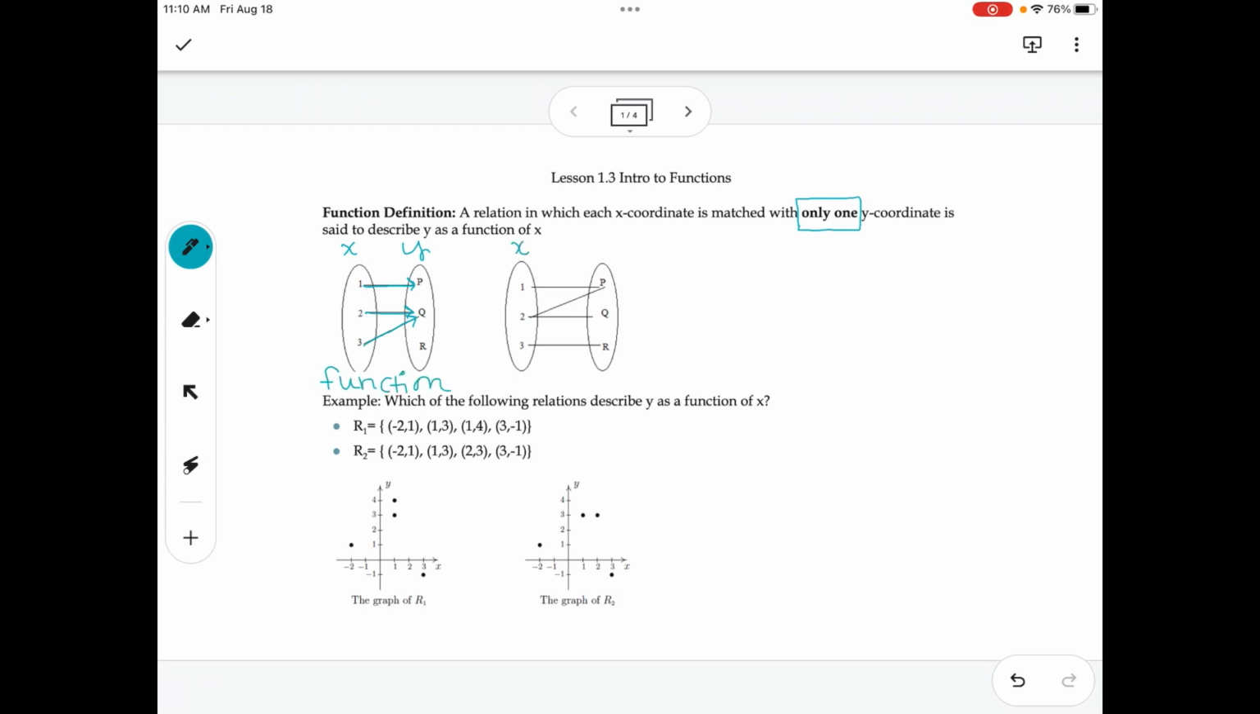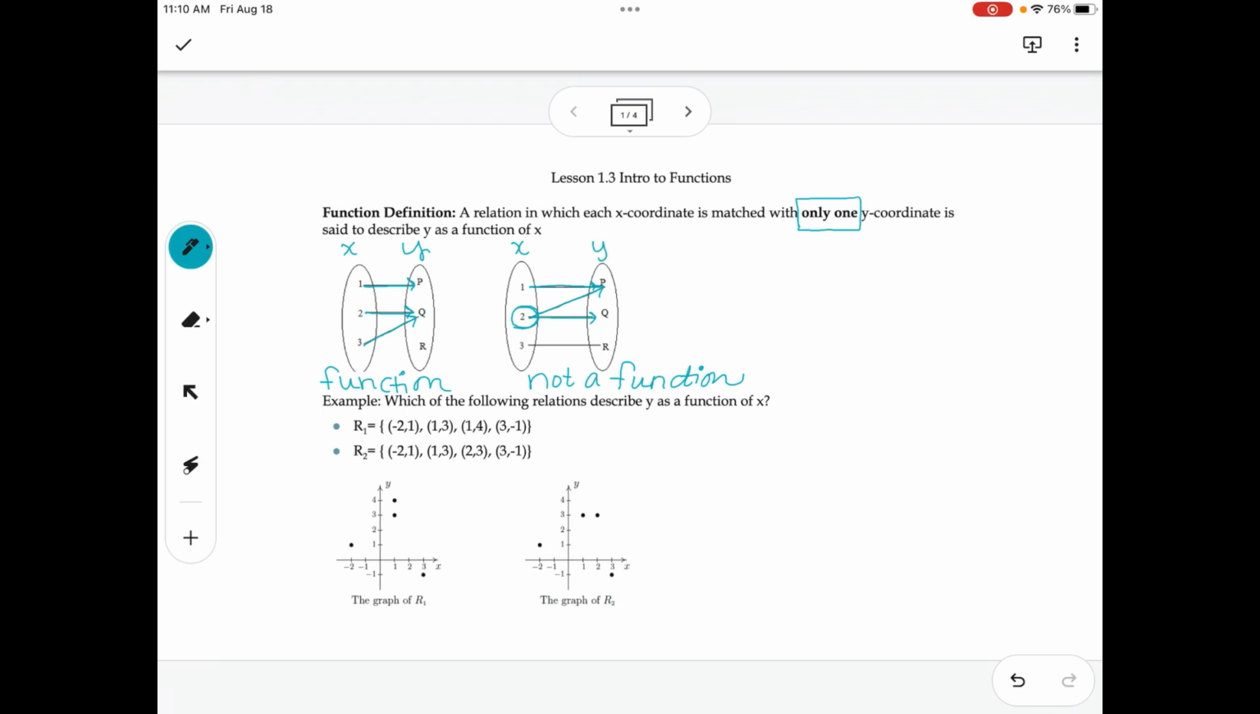Let's do the same with the example here on the right side. So 1 goes to P, however 2 goes to both P and Q. So because 2 is going to two different y values, we can stop here because this is not a function.